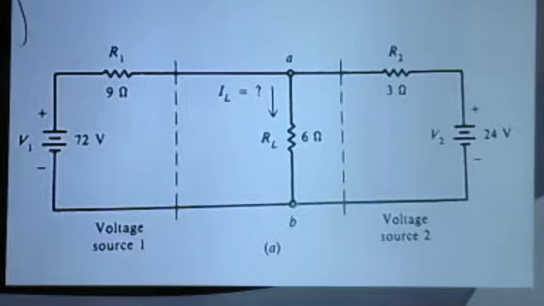Okay, we have here 72 volts. Okay, we have 24 volts. Then we have 9 ohms. We have 3 ohms. We have 6 ohms. This is our RL. It's equivalent to 6 ohms. Okay. Then, of course, our load current, that is one of the unknowns. That is our load current here.